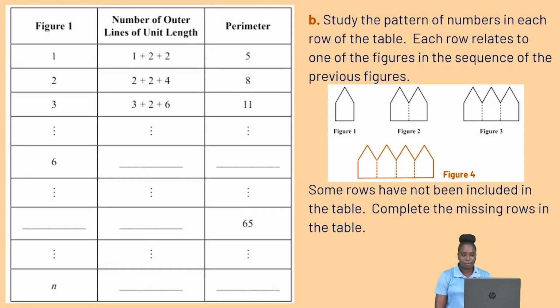Part B of that question. Study the pattern of numbers in each row of the table. Each row relates to one of the figures in the sequence of the previous figures. And here we have just a caption of what we would have previously drawn and the figures that were given to us. Some rows have not been included in the table. Complete the missing rows in the table.